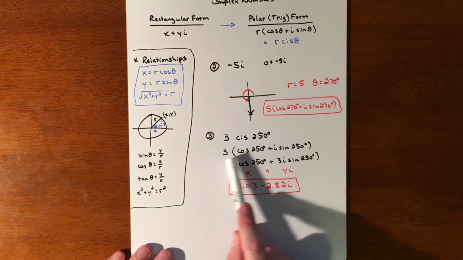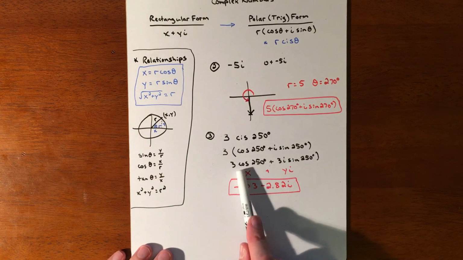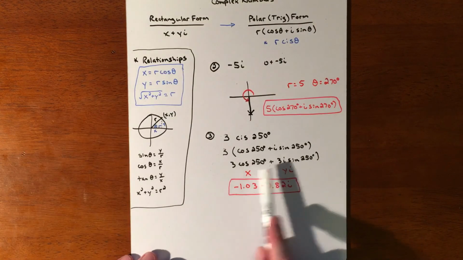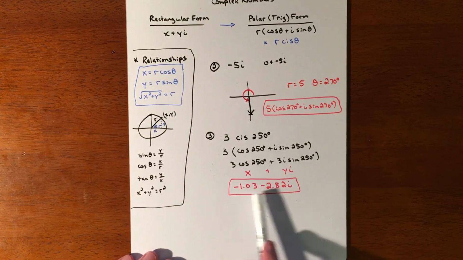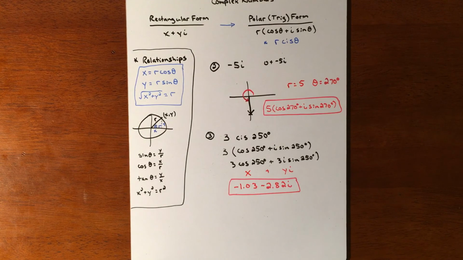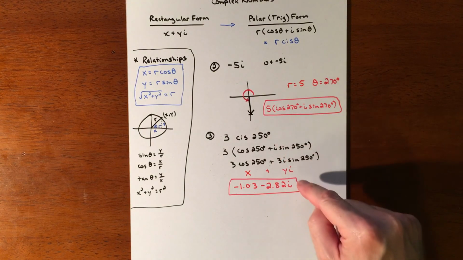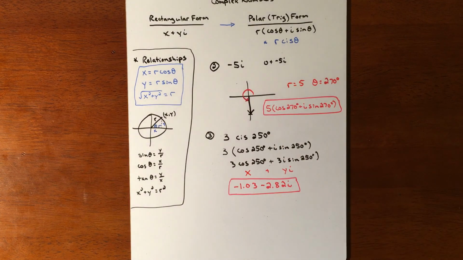So you could just distribute it through and then just realize that the cosine is your x value, sine is your y value. As long as you have a radius attached to it, then you can just multiply it into the calculator and it's going to give you what you need. So that one was actually converting your polar into your rectangular form.